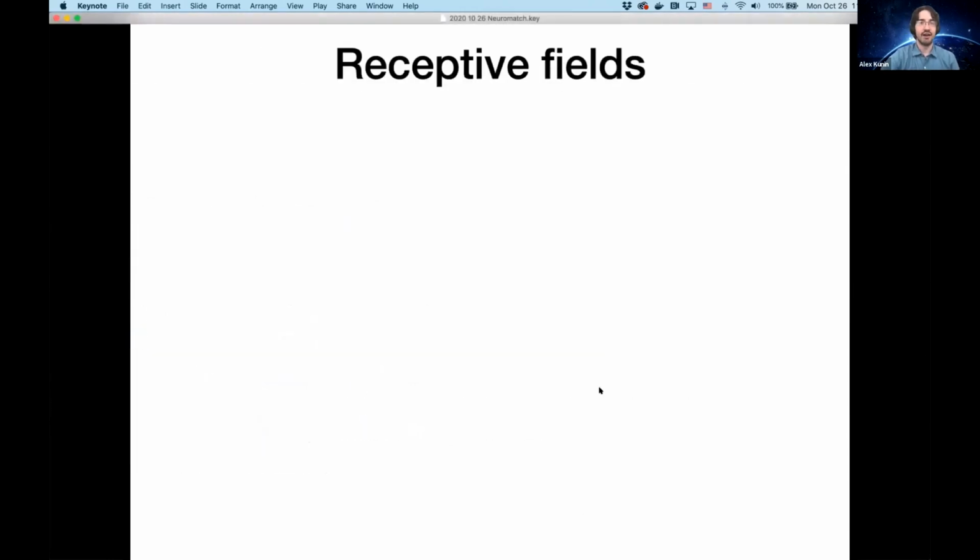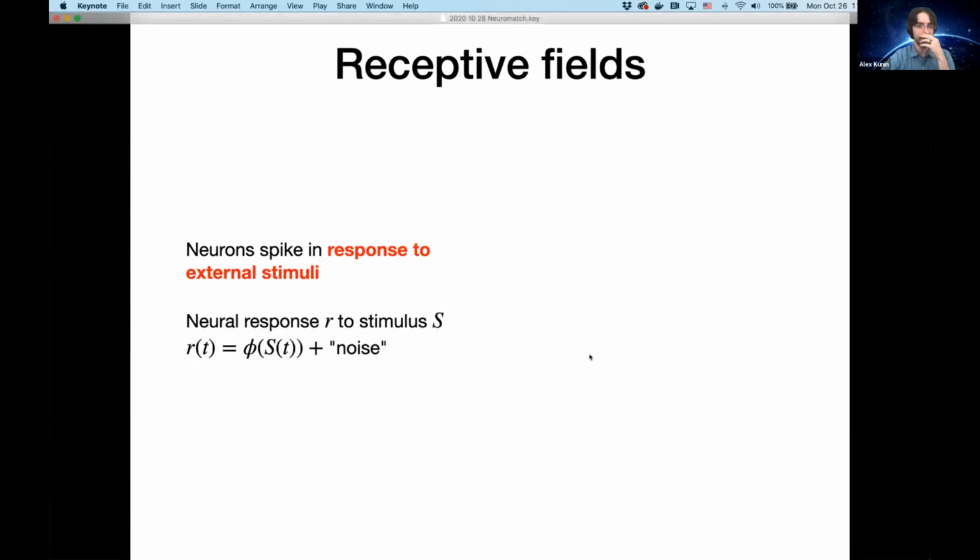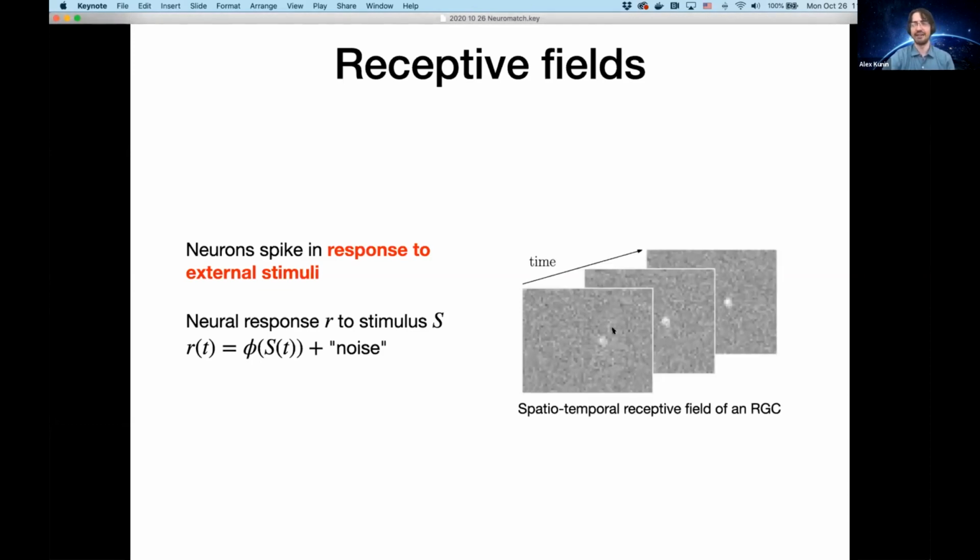Okay, on the individual neural activity level, we can think of neurons as just responding to external stimuli, where there's some external stimulus S. There's some transfer function, and this gives you the firing rate. And noise is anything I'm not accounting for in my model. These are gross oversimplifications, but here, for example, is a spatio-temporal receptive field of a retinal ganglion cell, a mouse retinal ganglion cell.